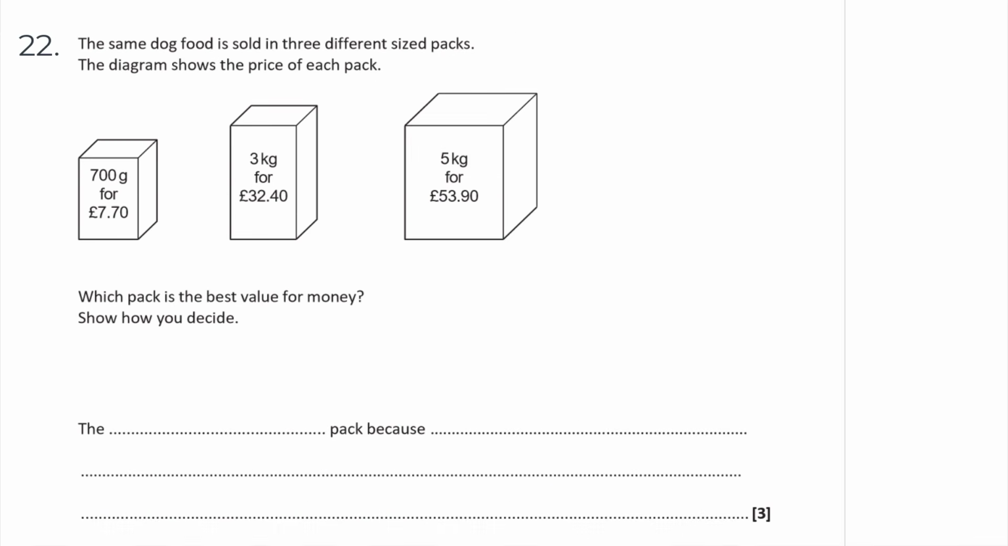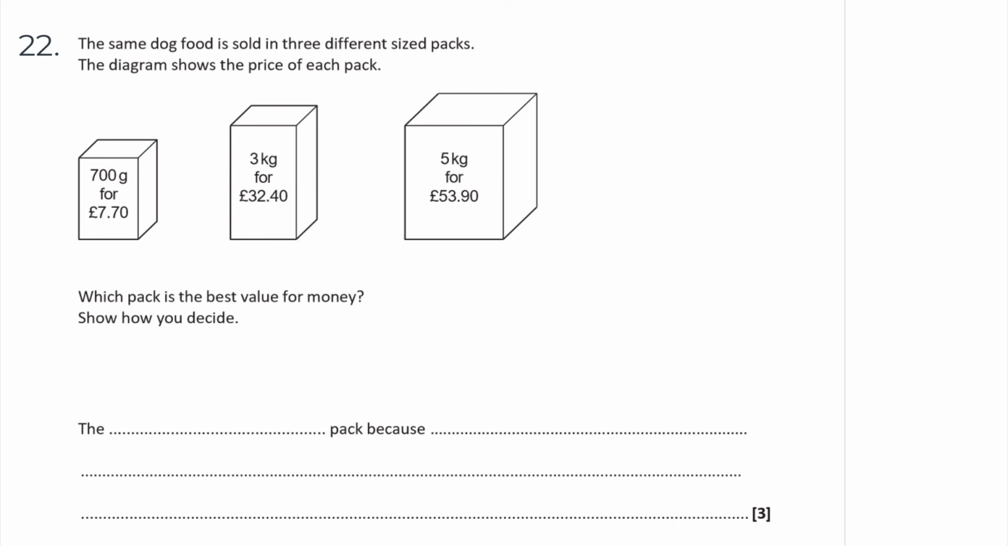The same dog food is sold in 3 different sized packs. The diagram shows the price of each pack. So I've got 700 grams for £7.70. I've got 3 kilos for £32.40. And I've got 5 kilos for £53.90. Which pack is the best value for money? Show how you decide.